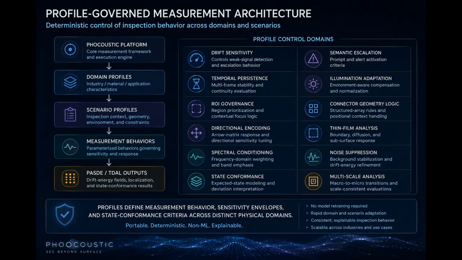Profile control domains include drift sensitivity, temporal persistence, directional encoding, spectral conditioning, and state conformance evaluation. Additional controls support semantic escalation, illumination adaptation, connector geometry analysis, thin film analysis, noise suppression, and multiscale measurement. Rather than retraining machine learning models for each new application, profiles define how the measurement system behaves. This enables portable, deterministic, and explainable inspection across diverse physical domains.